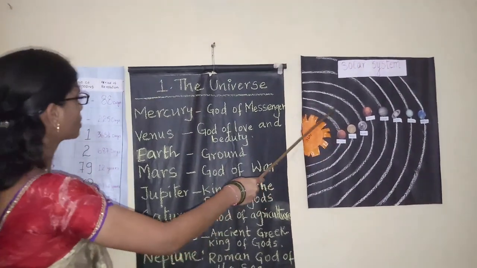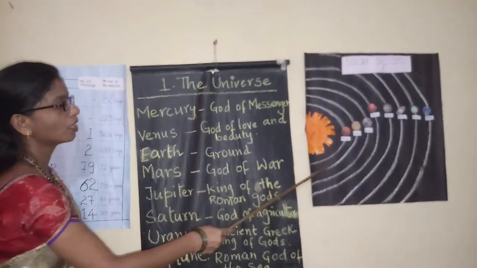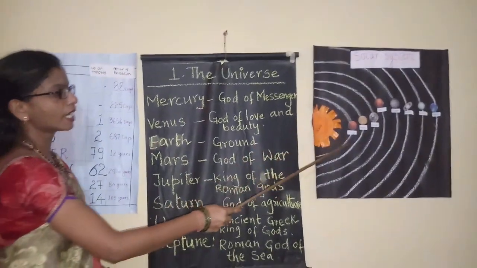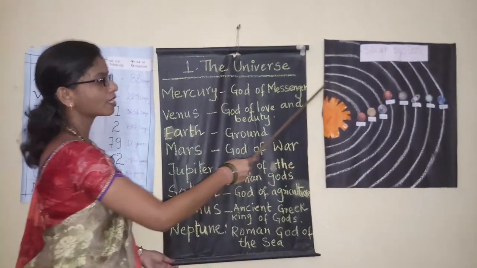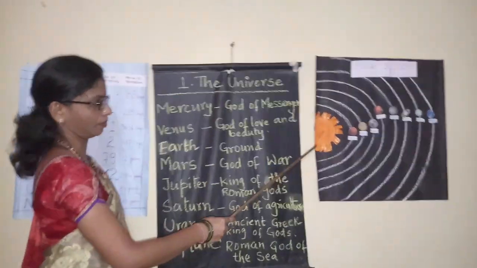And this Venus takes 225 days to complete one revolution around the sun.